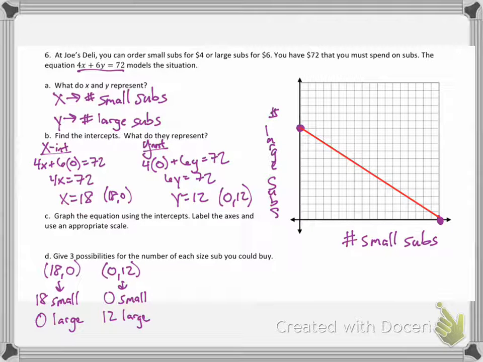Meaning both of the numbers of my ordered pair need to be whole numbers. I can't have fractions because I can't order half of a small sub or a third of a large or anything weird like that. So we need to pick points that make sense. This graph gives us several options.